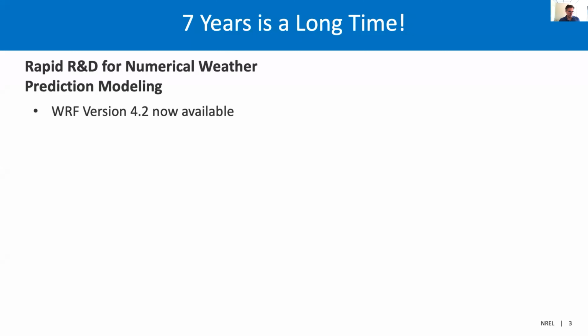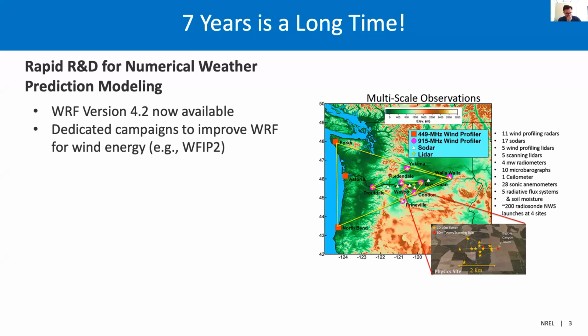For example, we're now at WRF version 4.2 compared to 3.4 from the Wind Toolkit. And that's more than just a number. There have been extensive improvements in the WRF model over the last 7 years. A lot of this has been driven by dedicated field campaigns to improve WRF performance, particularly for wind energy applications, so accurately modeling the winds in, say, the lower 200 meters. One example is the Wind Forecasting Improvement Project 2, a very extensive field campaign funded by the Department of Energy in the Pacific Northwest, aimed at improving WRF in complex terrain.